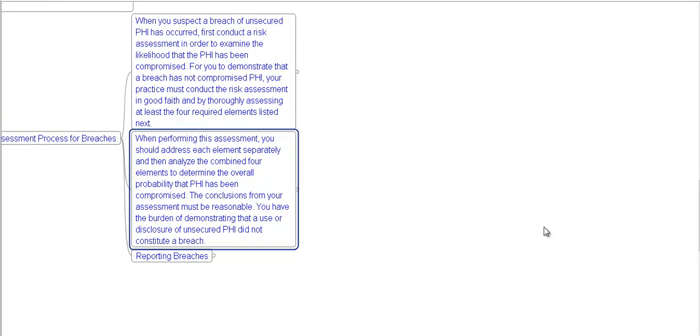When performing this assessment, you should address each element separately and then analyze the combined 4 elements to determine the overall probability that PHI has been compromised. The conclusion from your assessment must be reasonable. You have the burden of demonstrating that use or disclosure of unsecured PHI did not constitute a breach.